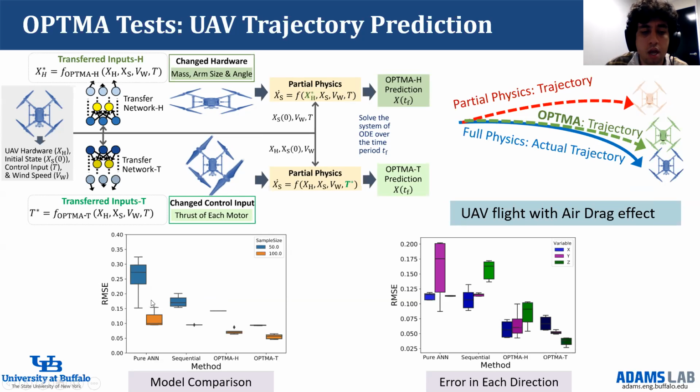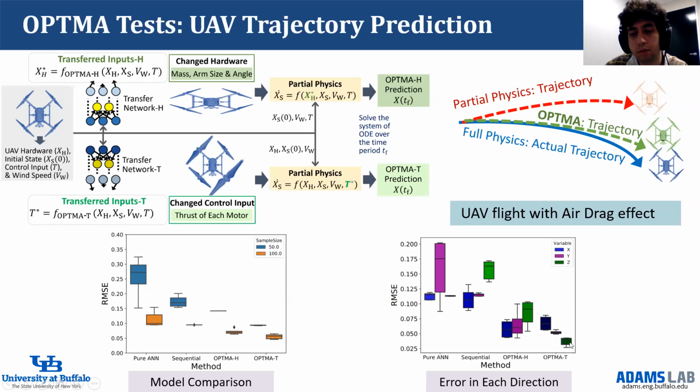The results prove that when we use this thrust, Optima T, the performance is better than Optima Edge and also sequential and pure data-driven. And more interestingly, if you look at the different sources of error in X, Y, and Z directions, Optima T's error in the Z direction is much smaller than Optima Edge. This is because the position in the Z direction is more affected by the forces generated by the thrust of the motors, so the error in that one is smaller.